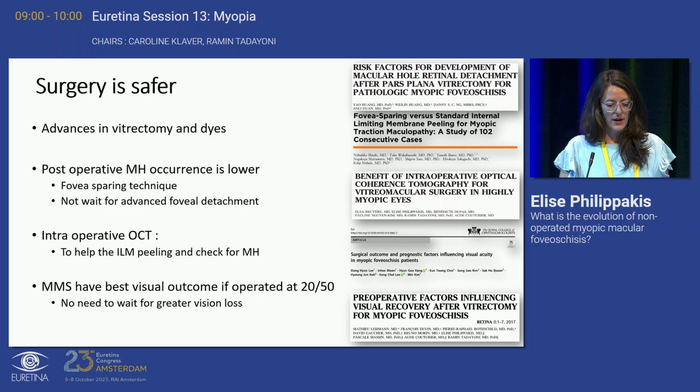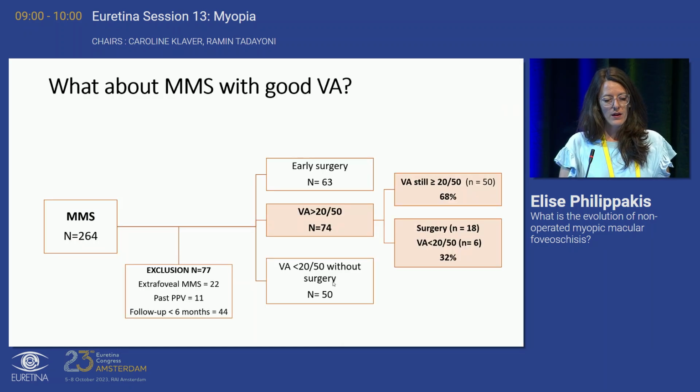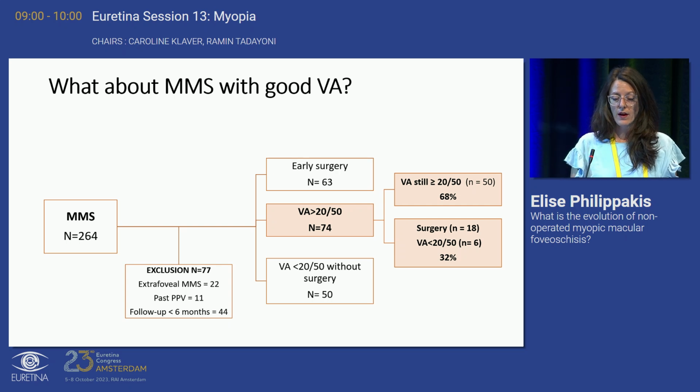And we published a paper in 2017 saying that we should not wait for a loss of vision lower than 20/50 to obtain the best visual outcome in myopic macular schisis. But what about these patients who have a visual acuity over 20/50 and that we do not operate?